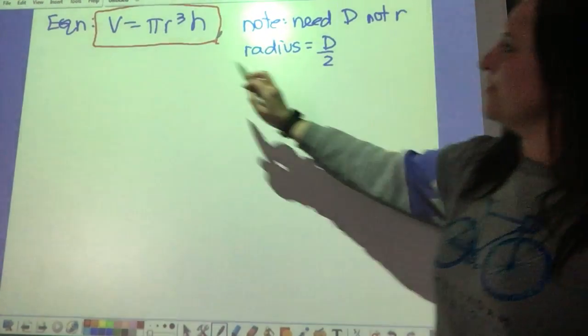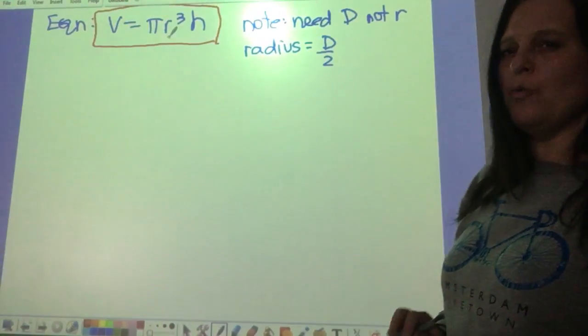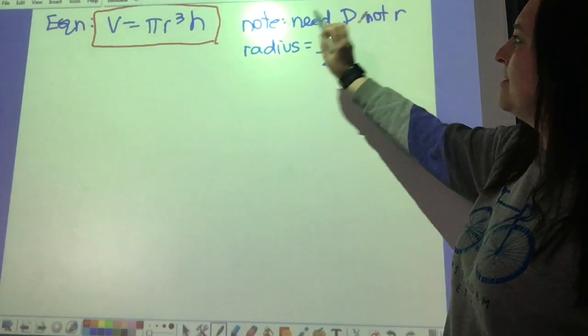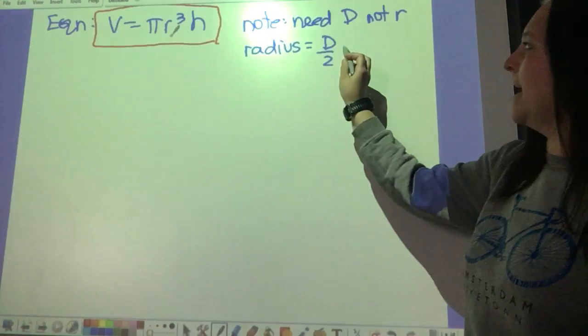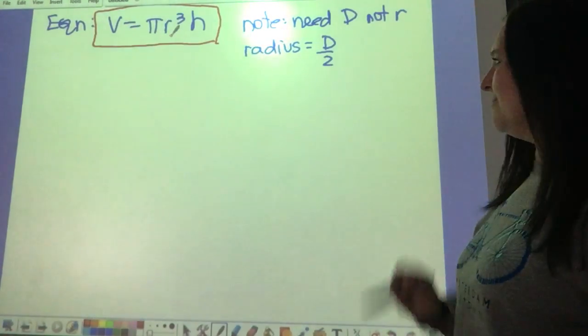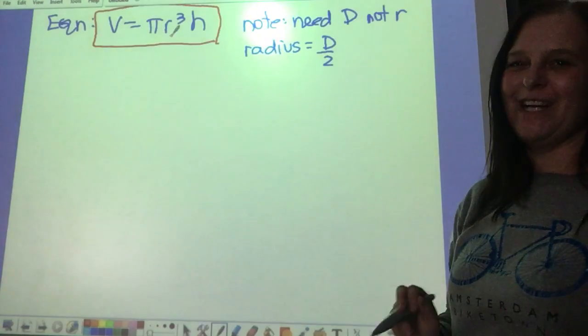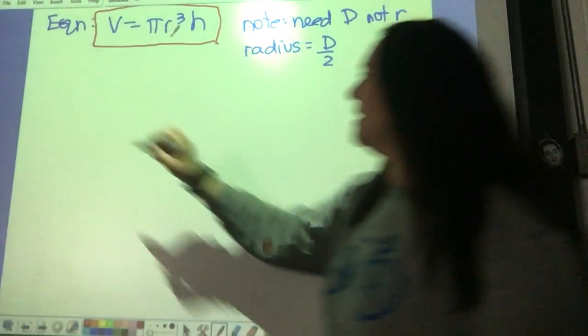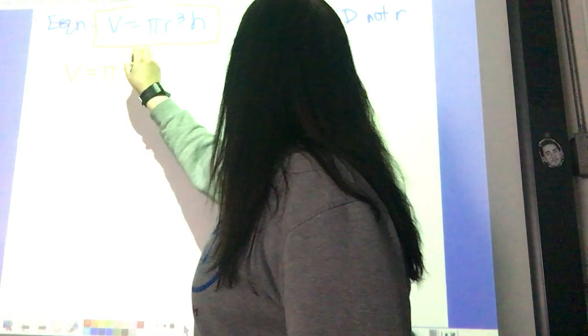The only thing to notice, though, is this equation has radius, but we never talked about radius. Everything in our example talked about diameter. So we have to change radius into diameter. We know that radius is diameter divided by 2. You wouldn't have made it to calculus if you didn't know how to go from radius to diameter, so that's easy. So to get our formula, we have to change our radius into diameter.